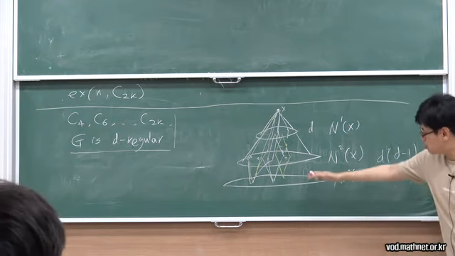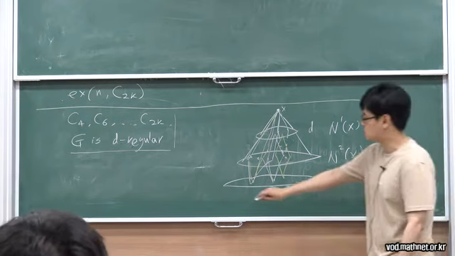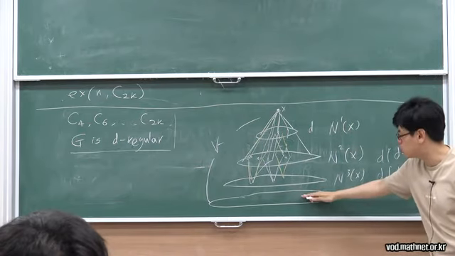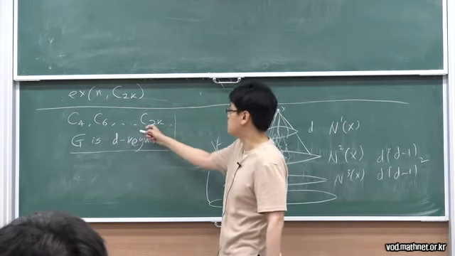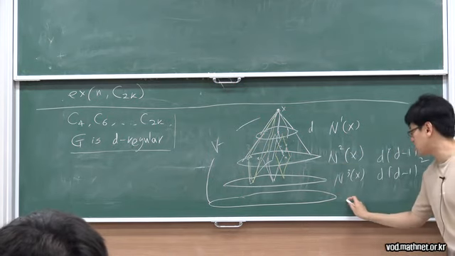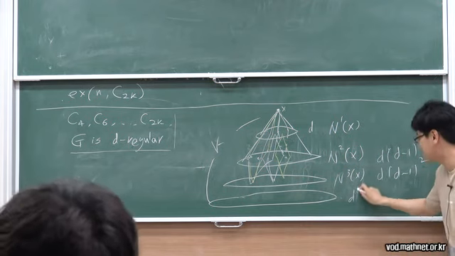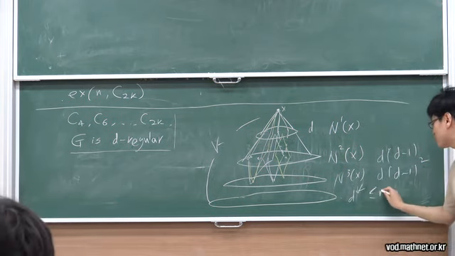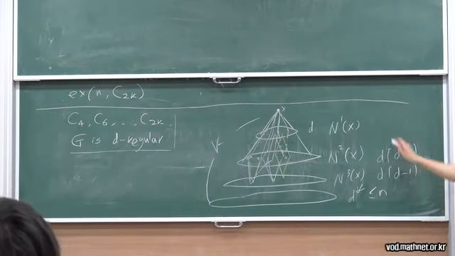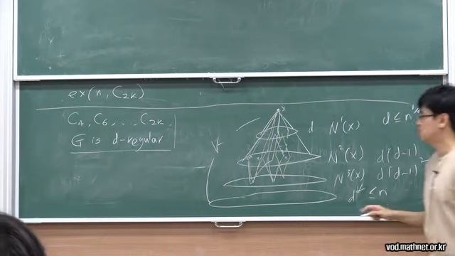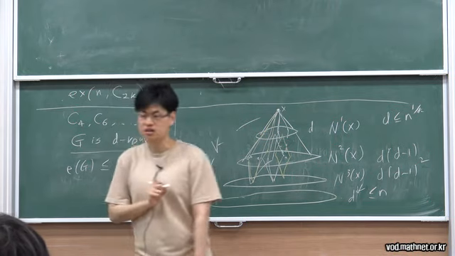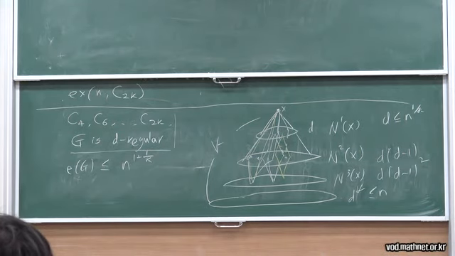So this keeps happening. Then how many times can we go? If we go k times, then this still happens. From k to k plus 1, it might not happen because we didn't forbid C_2k+2. But at least k times we can do this, and these are all disjoint. At the kth time, we get D to the k. And this should be at most n, because we consider an n-vertex graph. Then D should be at most n to the 1 over k. Then the number of edges of G should be n to the 1 plus 1 over k.